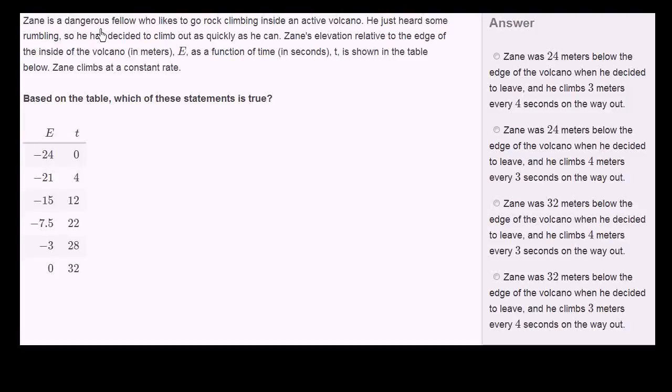Zane is a dangerous fellow who likes to go rock climbing inside an active volcano. He just heard some rumbling, so he's decided to climb out as quickly as he can.